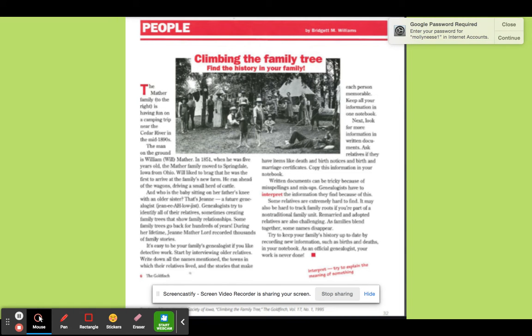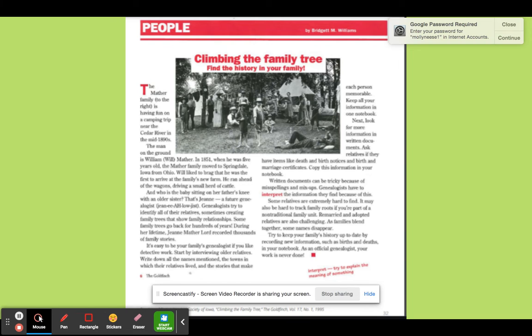Now I'm going to read this story to you, and it is called Climbing the Family Tree. This story talks about family trees and birth certificates as documents that record and preserve family histories. Okay, so I'm going to read it and then we'll talk about it in a second. This story is called Climbing the Family Tree. Find the history in your family.